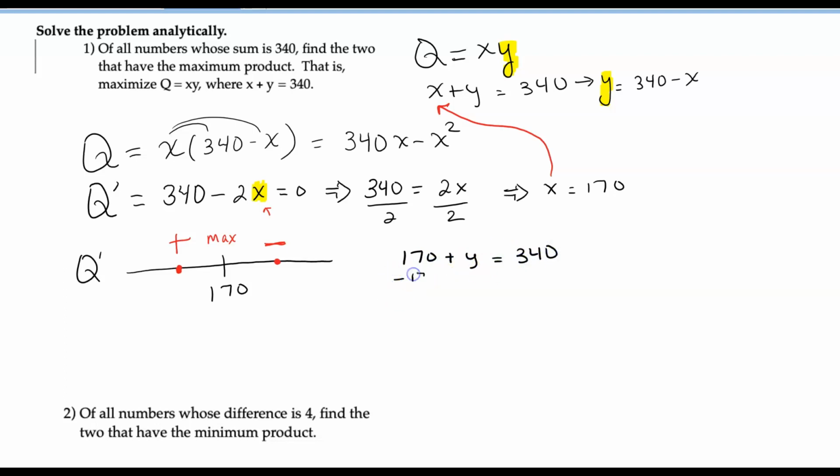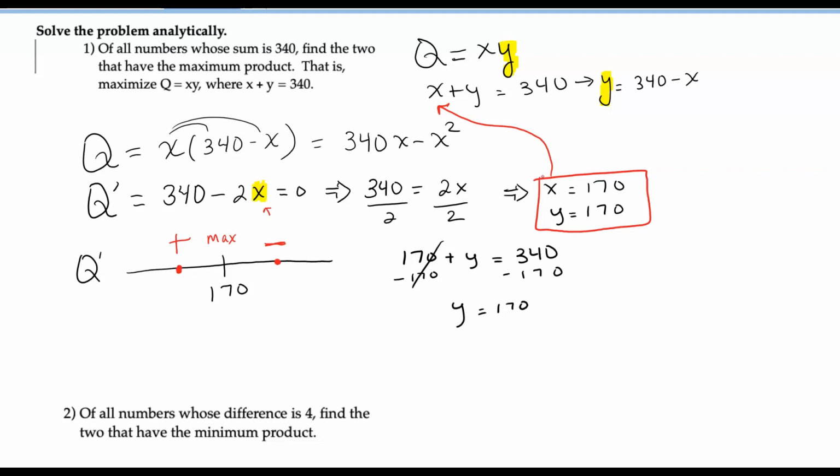And so we subtract 170 from both sides, and then we get y equals 170. Okay, so in this case, x is 170 and y is 170, and that is the way to get the maximal product of two numbers. In this case, both of the numbers had to be the same. That might not necessarily be the case for all examples, but just something to keep in mind for this example.